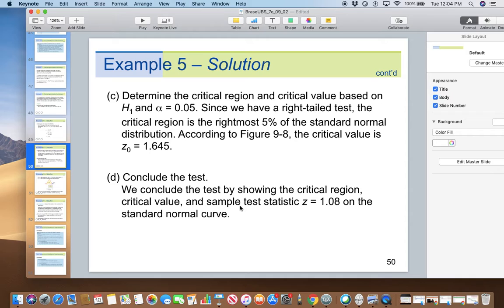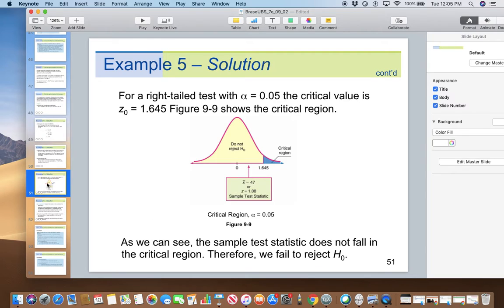Now look at that. Our sample test statistic says 1.08. So that is the critical region for which we got the critical value to be 1.645, whereas our sample statistic is here. It's not in the critical region. The sample test statistic does not fall in the critical region, so we fail to reject H0. If it had fallen, you would have rejected. But here we don't, so you cannot reject. We fail to reject.